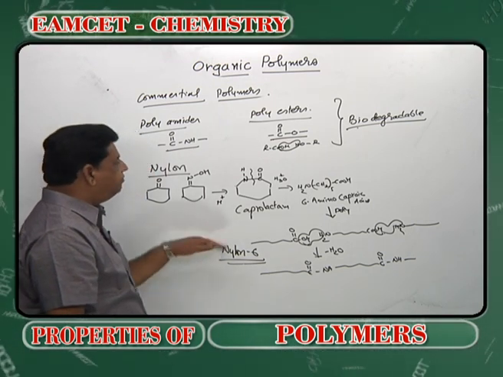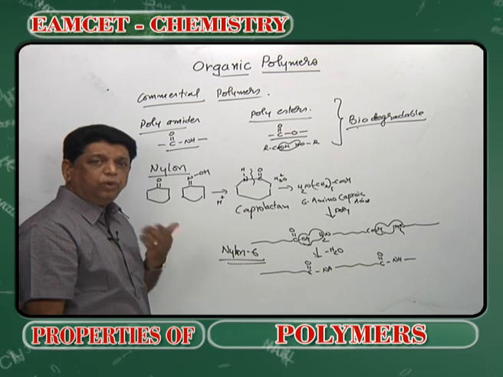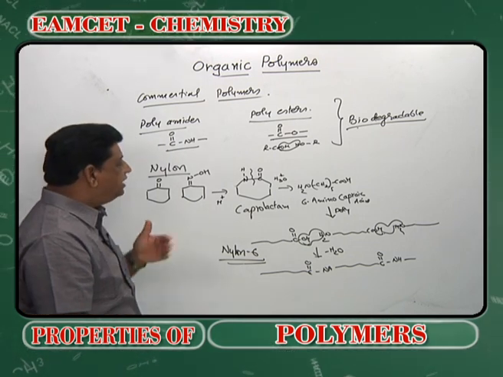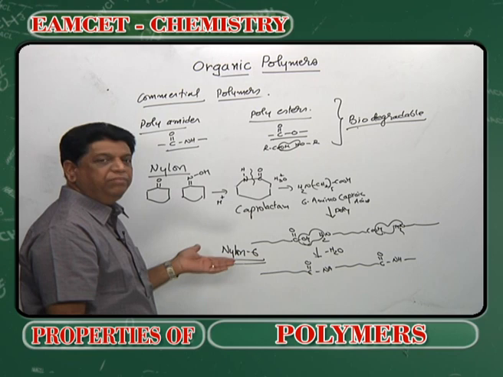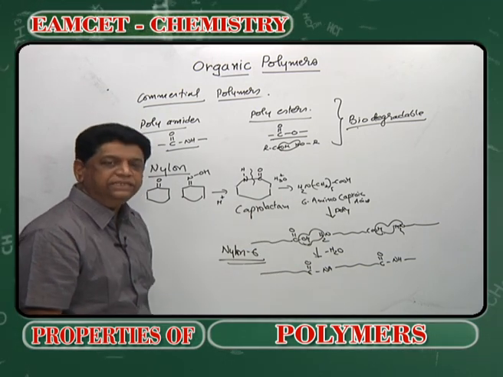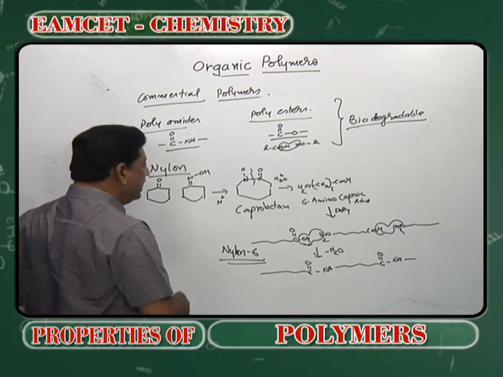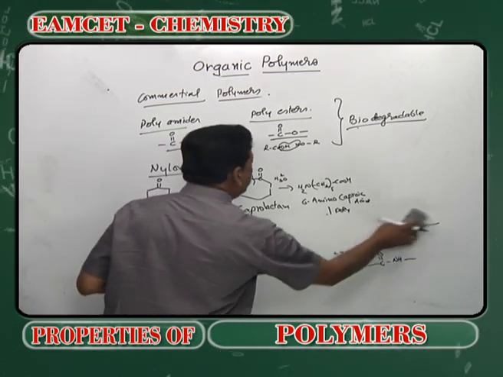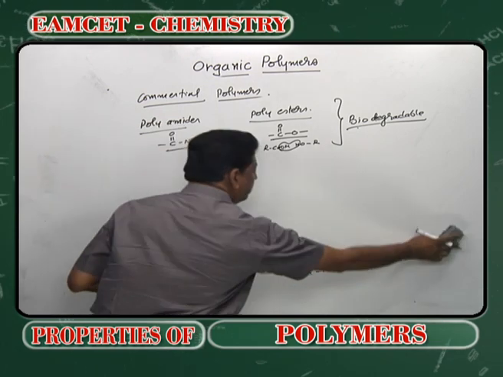So they are not that dangerous for universal pollution. Even nylon, when exposed to sunlight, slowly decomposes, and bacteria can act on this and degrade it into smaller molecules, utilizing the energy released in the hydrolysis. So these are called biodegradable types of polymers.